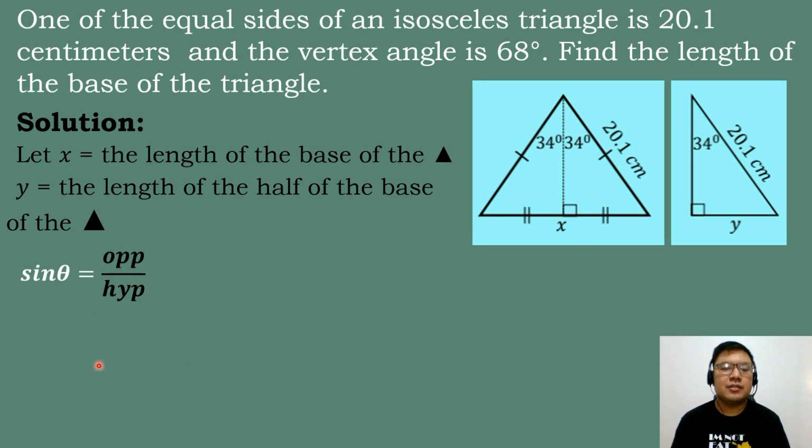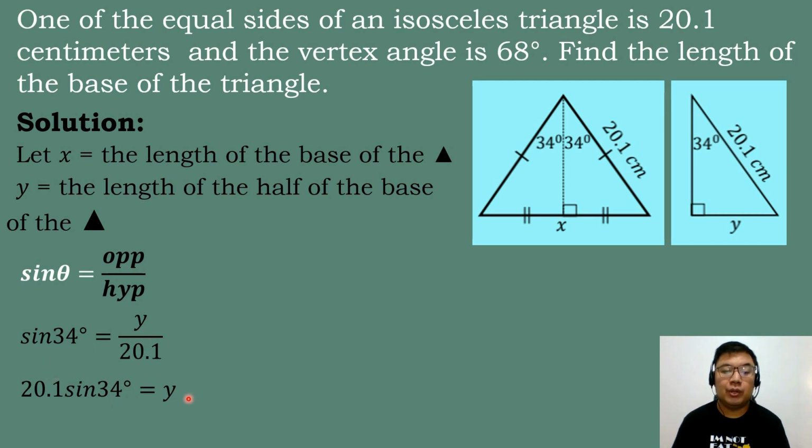All we need to do is to substitute the corresponding values. So we have sine 34 degrees, where theta is equal to 34 degrees, equals the opposite side of our reference angle, which is y, all over the hypotenuse, which is 20.1. Then we will cross multiply: sine 34 degrees times 20.1 is 20.1 sine 34 degrees, equals y times 1, which is y.